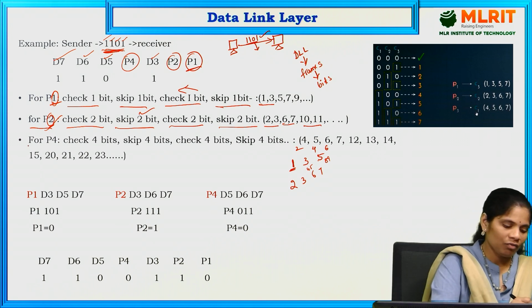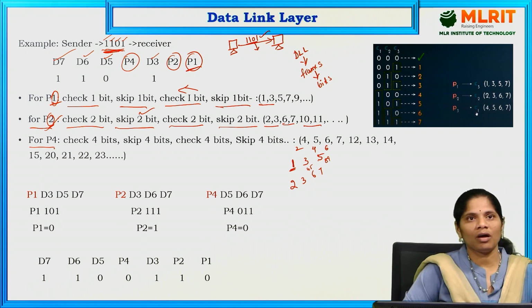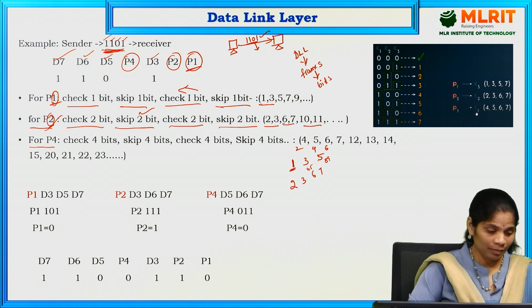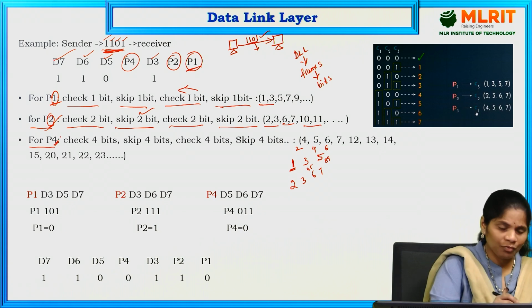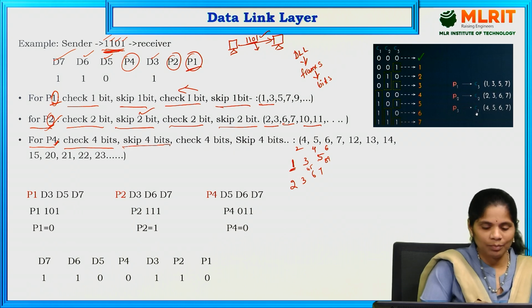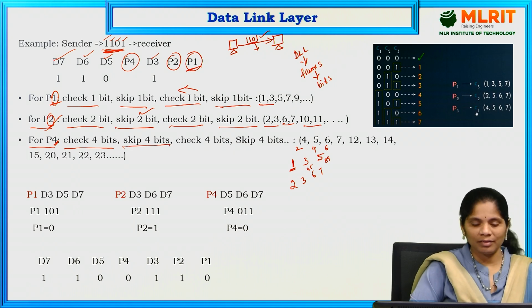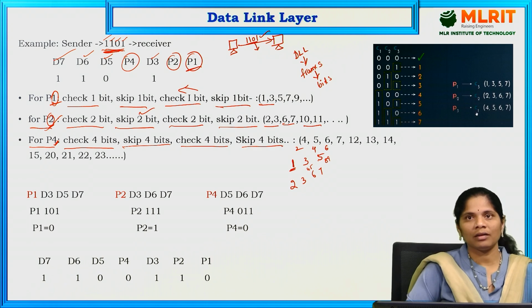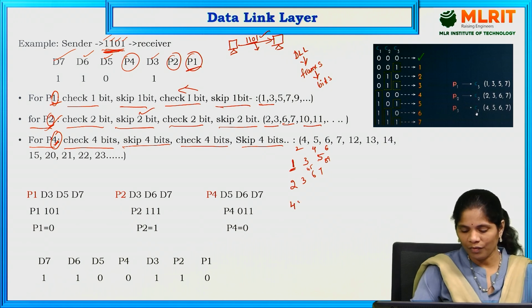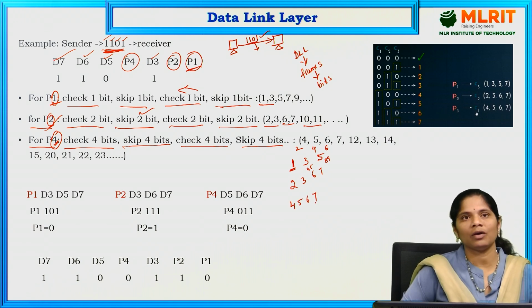The next one is finding P4. Here also it is the same. This is the fourth position, which means we check 4 bits and skip 4 bits, and again check 4 bits and skip 4 bits. Like that the process goes on. See here, it starts from 4. From 4 onwards we check 4 bits: 4, 5, 6, 7 we check.